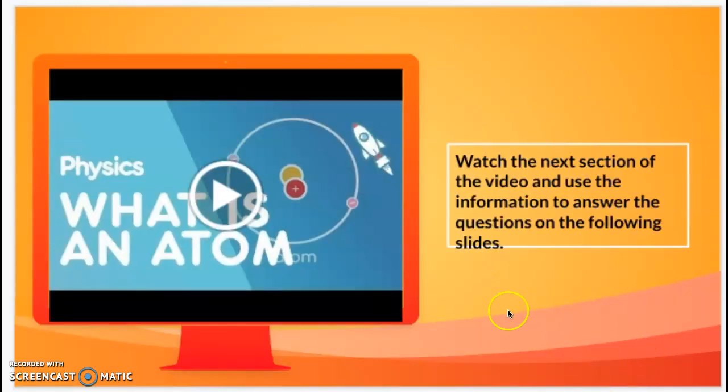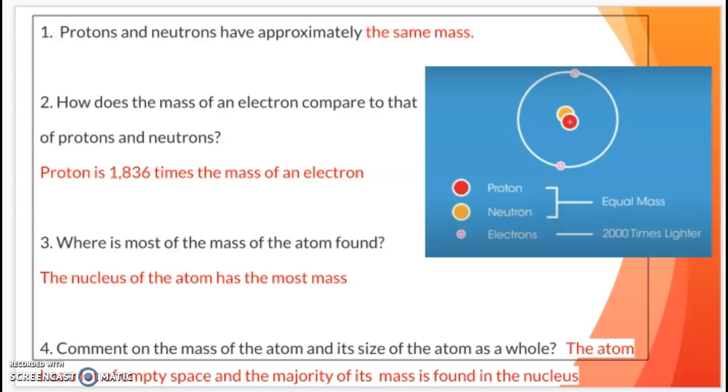This one's a really great one for the next slide here. Protons and neutrons have approximately the same mass. We say approximately. The mass of the proton or neutron compared to the electron, we say approximately again, is 1,836 times the mass of the electron. A fair bit of a difference there. Where do you find most of the mass?